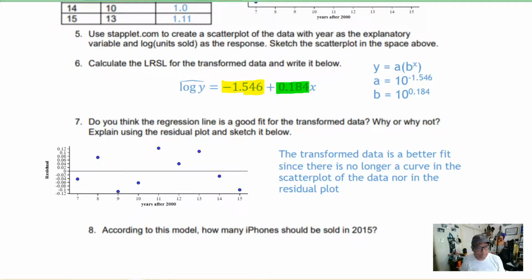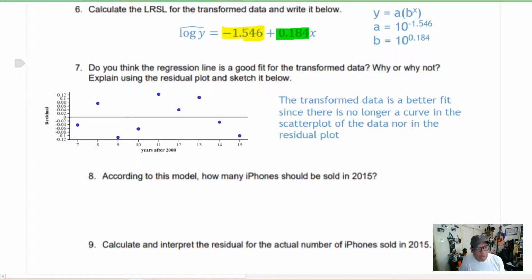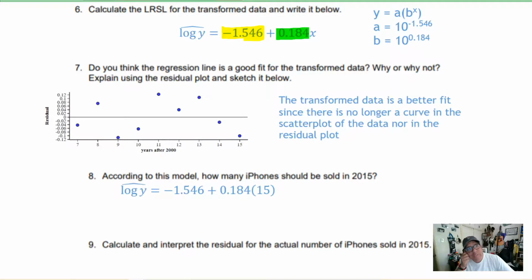That's a better fit. So, according to this model, how many iPhones should be sold in 2015? This is the way I would actually solve for it. I would take that LSRL, the logarithm of y equals negative 1.546 plus 0.184x, and then I'd substitute x there.